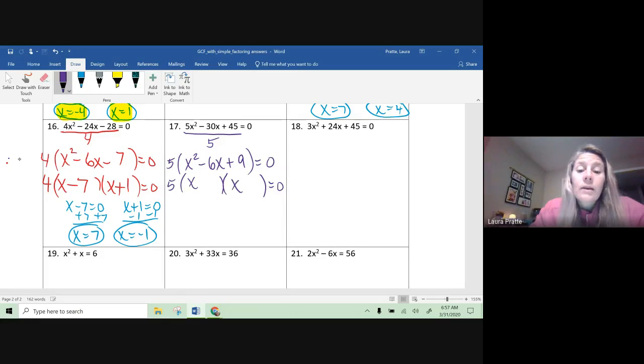So x and x, the two factors of 9. Two numbers multiplying to 9 that add up to get 6. What are they, guys? 3 and 3. And same signs, both negative. And you'll notice in this particular problem, both of your factors are the same.